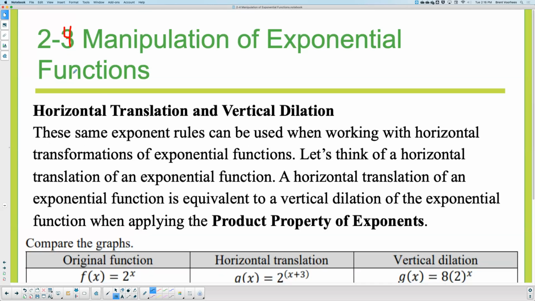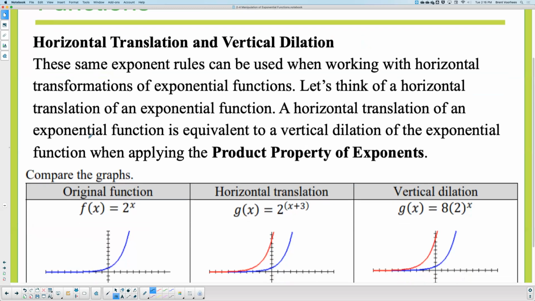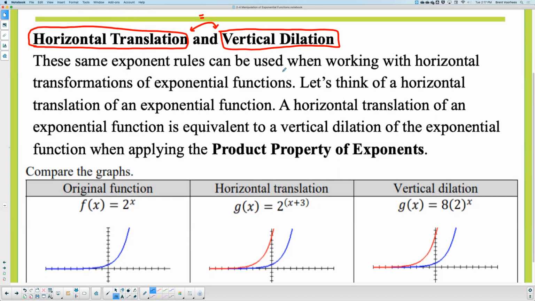What we're going to learn is that, when it comes to an exponential function, a horizontal translation and vertical dilation could be one and the same. These two could be equal to one another. I know it sounds crazy, but we're going to see using those rules that a horizontal translation means you're adding or subtracting a number to the x, which is the same thing as a dilation, that's multiplying the y's.